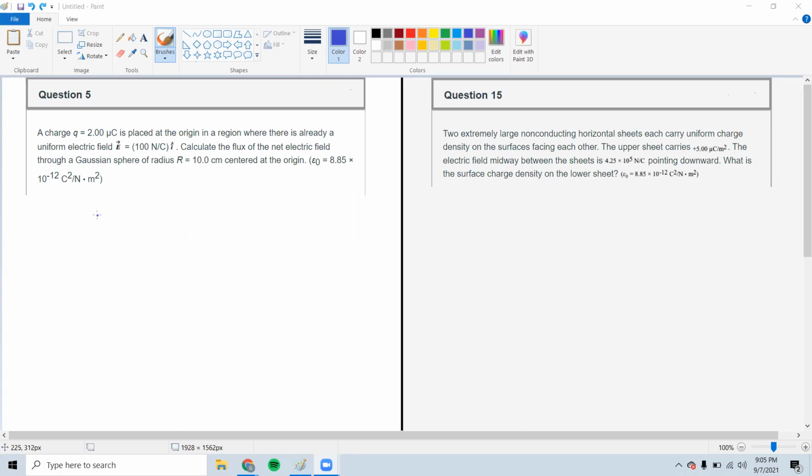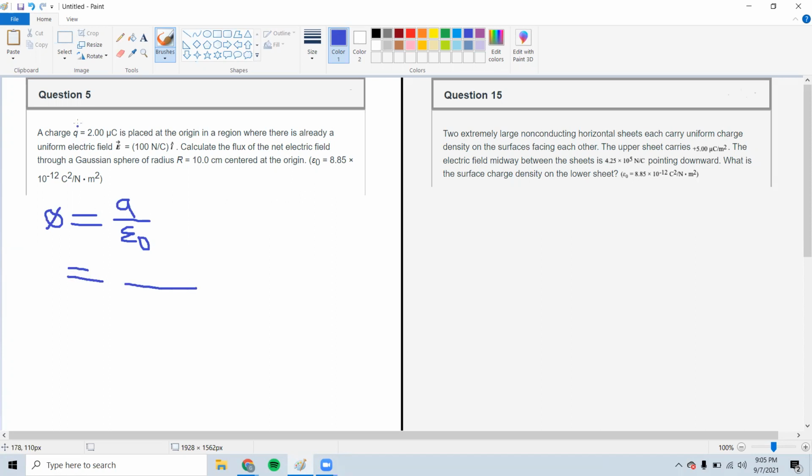For this problem, what we're going to want to use is Gauss's law. And Gauss's law states that the electric flux is equal to the total charge divided by the electric constant.